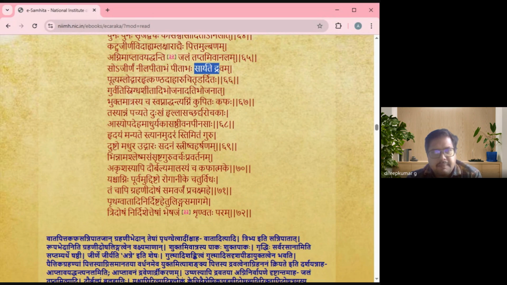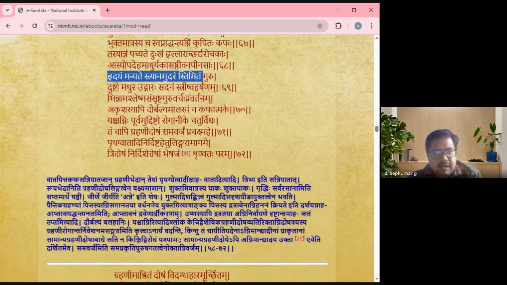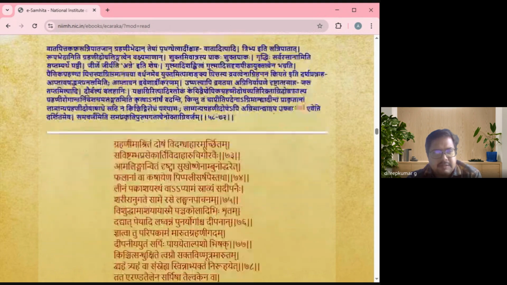Next, Kaphaja Grahani. Hridayam Manyate Styanam, as if the heart is covered with a wet cloth. Udaram Stimitam. Udara also has Stimita Lakshana. So those are the Kaphaja Grahani features.